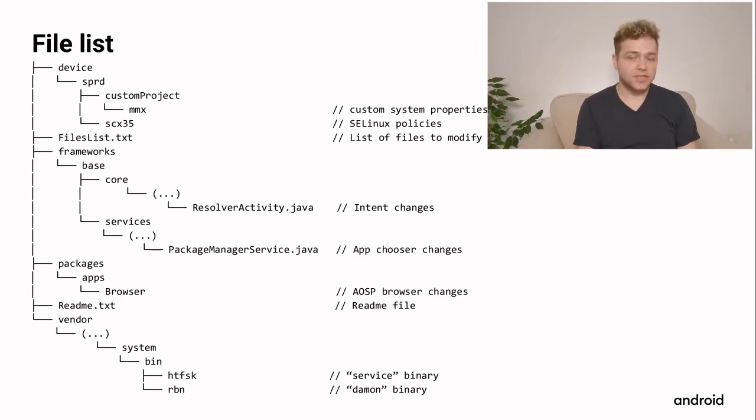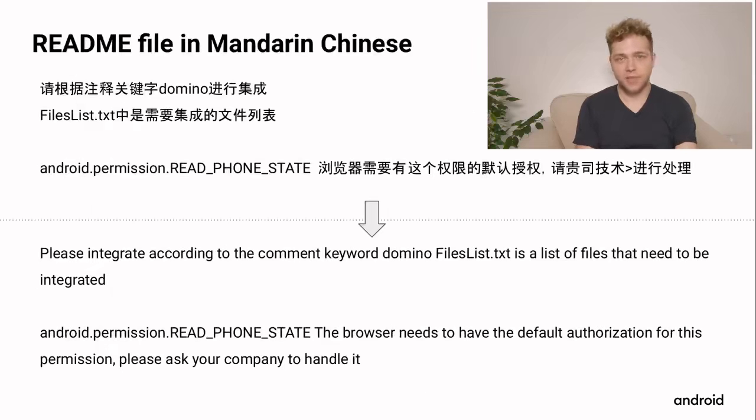I will be using the name service and daemon for these binaries. They are not really named service or daemon. This is the name that the malware author is using inside the binaries. And the names of actual binaries are different depending on the version. So in this source code package, you can see something like HTFSK or RBN, but they will depend on the Android version or the device that has Domino. So the README file, as I said, contains some useful information.